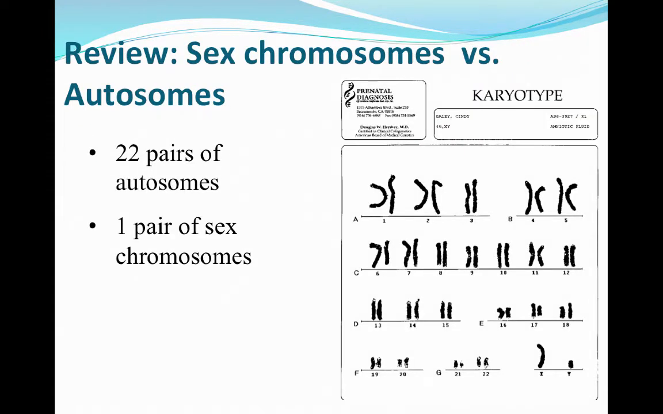All right, so let's just make sure that we've got a good handle on the sex chromosomes versus our autosomes. As we look at a karyotype of a baby, a human individual, you can see that we've got 22 pairs of autosomes. Here's number 1 up here, and here's number 22 down here. So 22 pairs of autosomes, and then we've got 1 pair of sex chromosomes. And we know that this individual is a male because he's got 1 Y chromosome and 1 X chromosome.